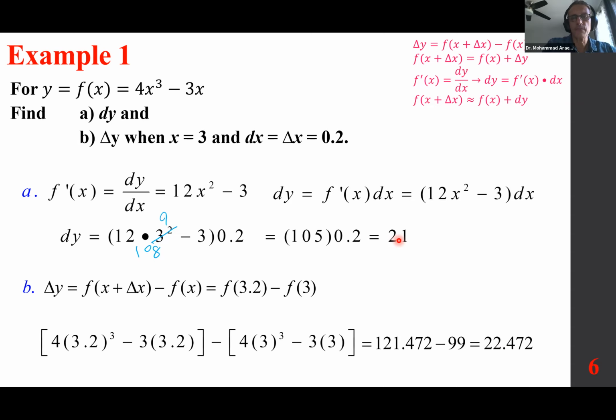Delta y versus dy. They are close, maybe not close enough, because take a look at delta x. The value of delta x in comparison to x is fairly large. The smaller this number compared to x, the better this approximation.